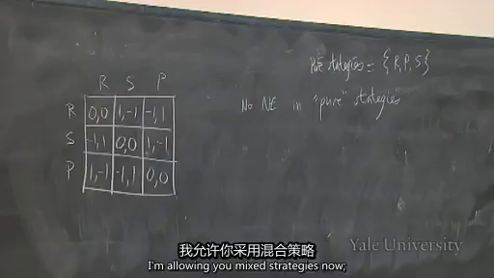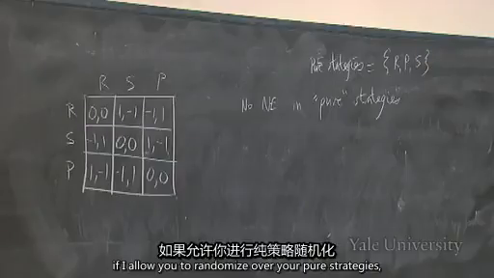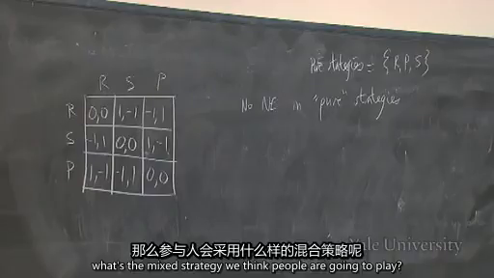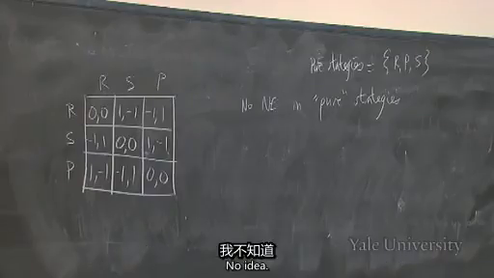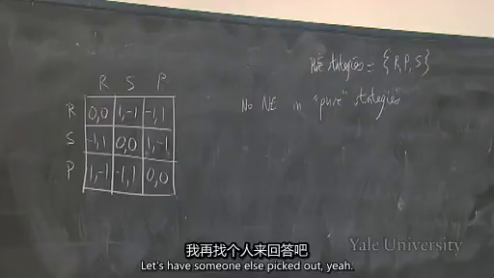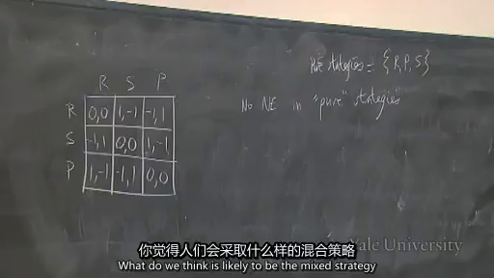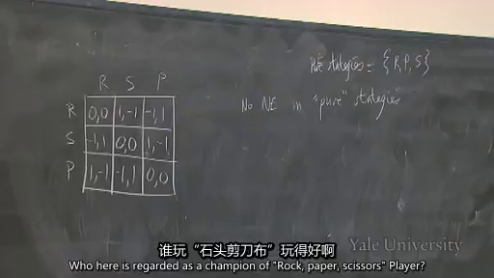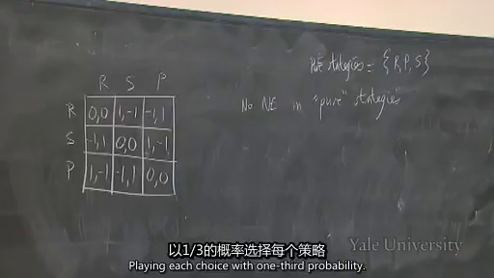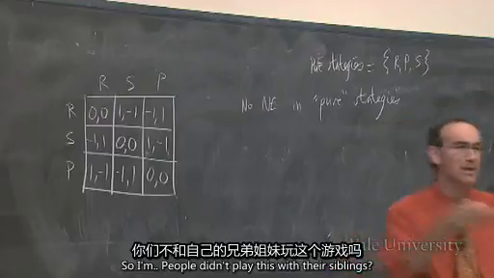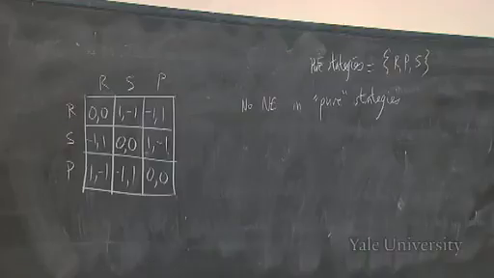I'm allowing you mixed strategies now, so I'm allowing you to randomize. If I allow you to randomize over your pure strategies, I'm allowing you to play mixed strategies. What's the mixed strategy we think people are going to play here in equilibrium? No idea? All right. Who here regards themselves as a champion rock, paper, scissors player? Playing each choice with 1/3 probability. Thank you, I thought that would be okay. I'm amazed. People didn't play this with their siblings, or maybe they did and they just lost a lot.